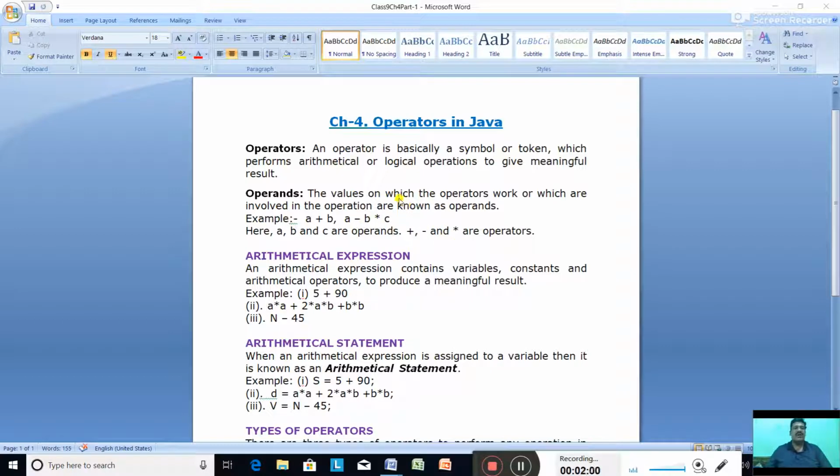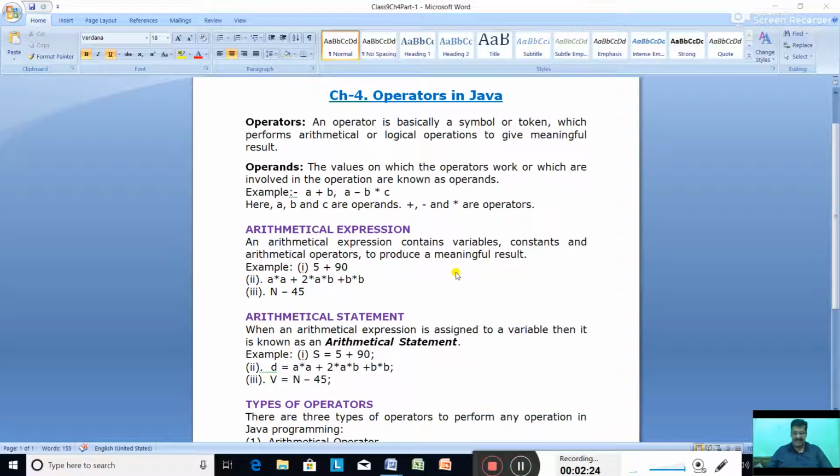So what is an operator? An operator is a symbol or token which performs arithmetical or logical operations to give a meaningful result. Operands: the values on which the operators work or which are involved in the operation are known as operands. Here A, B, C are the operands and plus, minus and asterisk are operators. Now the next topic comes: arithmetical expression.